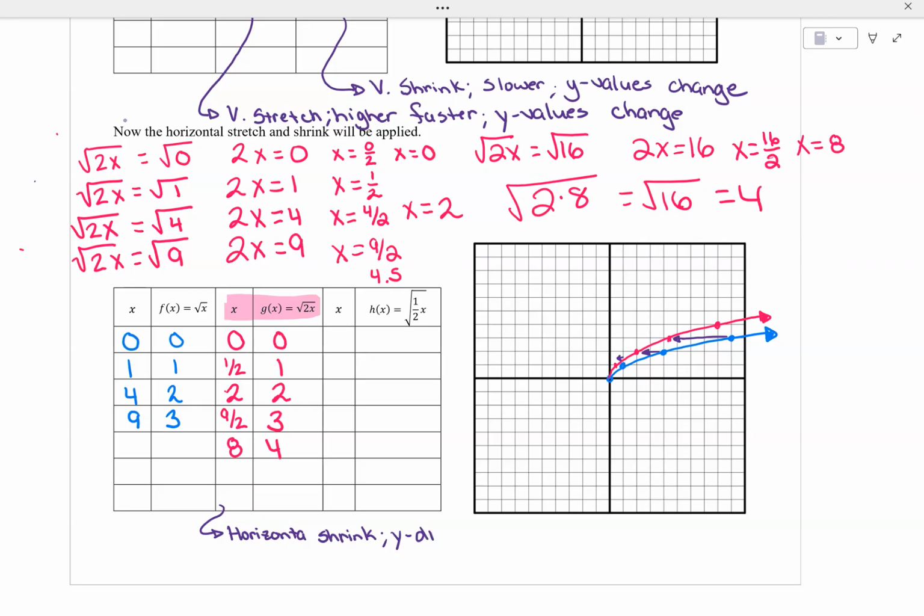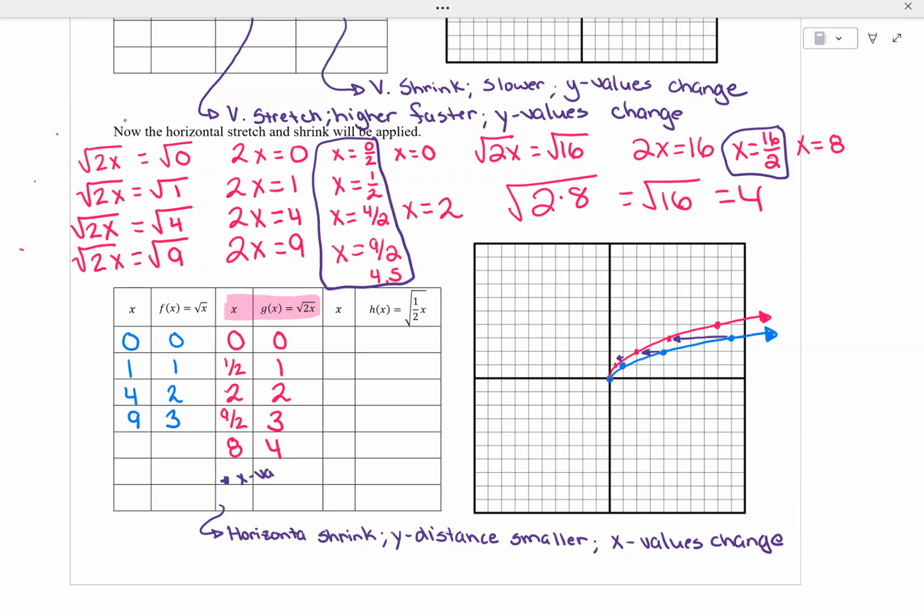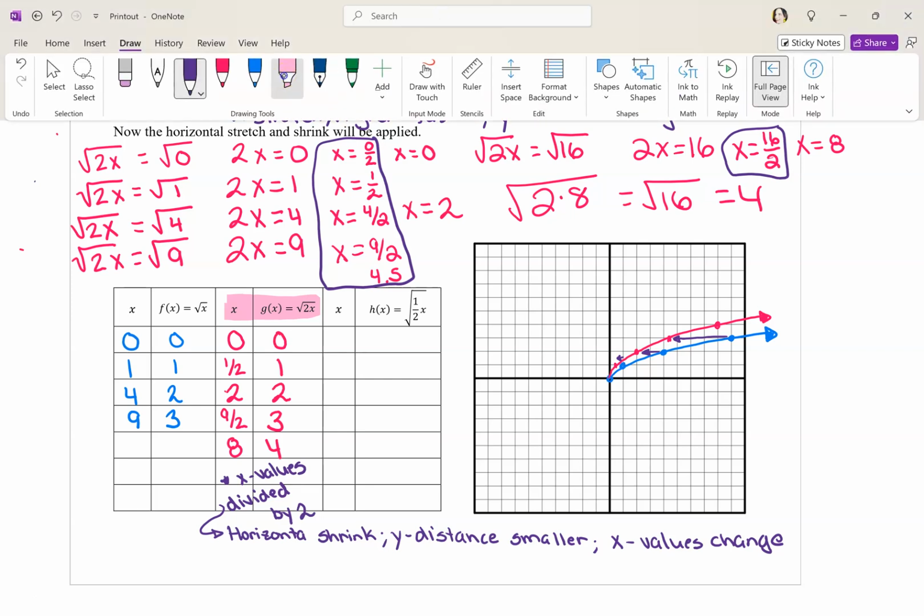The y distance got smaller, which means our x values changed. But what did they change by, you guys? And I tried to show it right here and right here. So I want you to think about what happened. The x values were divided, in our case, by 2. My x values had to be divided so that everything could work out. Okay?